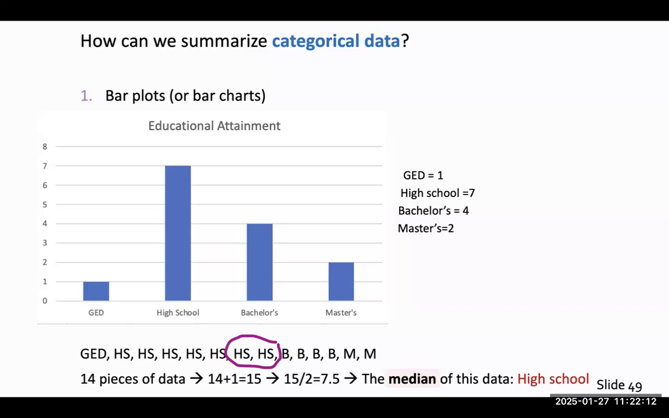But if, let's say, you had high school and bachelor's degree, you don't have a median because you can't average high school and bachelor's degree. High school plus bachelor's degree doesn't make sense. So you can't have an average for that type of data where the seventh and the eighth are different. Now, if you have an odd amount of data, so let's say we had 15 pieces of data and it was ordinal, then we will always have a median. When we have an even number of data values, we may have a median. We might not, though.